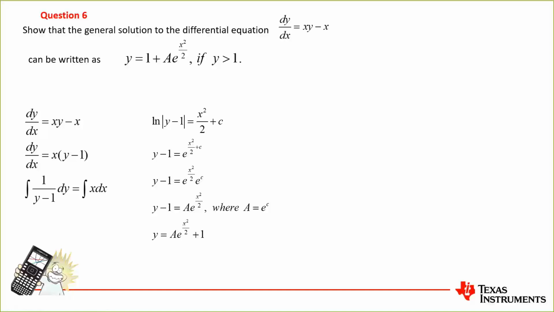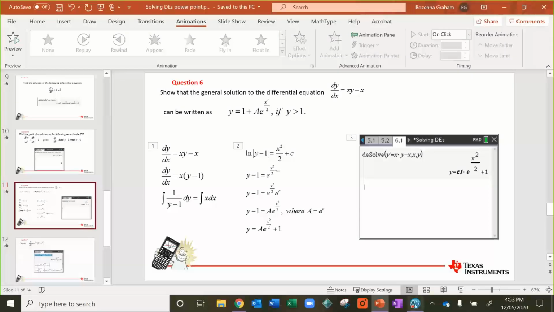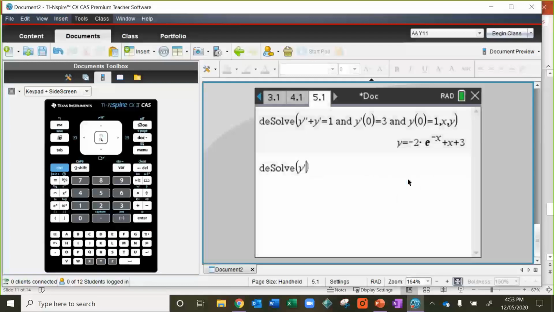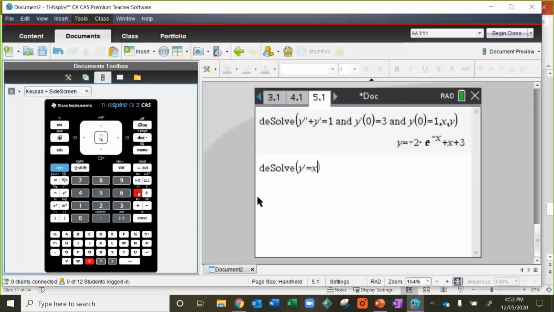If we try to do the same thing on the calculator, so let's say dSolve, and our differential equation was y dash is equal to, again remember, we have to have x times y. You do have to have this times there, otherwise it's not going to work. Minus x, and then we go comma x and comma y.